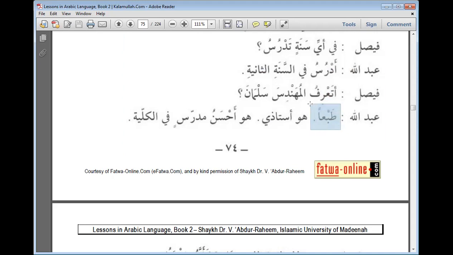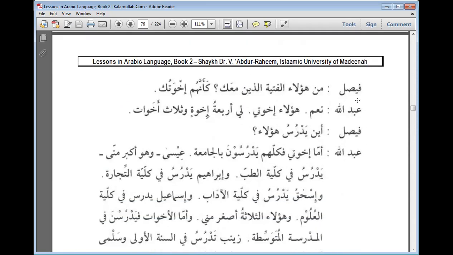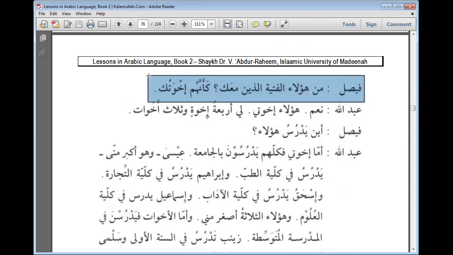Abdullah replies, Taban, of course, surely. Huwa ustadi, he is my lecturer. Huwa ahsanu mudarrisin, he is the best teacher fil kulliyati, in the faculty. He is the best teacher in the faculty. Faisal asks again, Man ha'ula il-fityatu alladhi ma'aka? And who are these young men alladhi ma'aka, that is with you? Who are these young men that is with you?